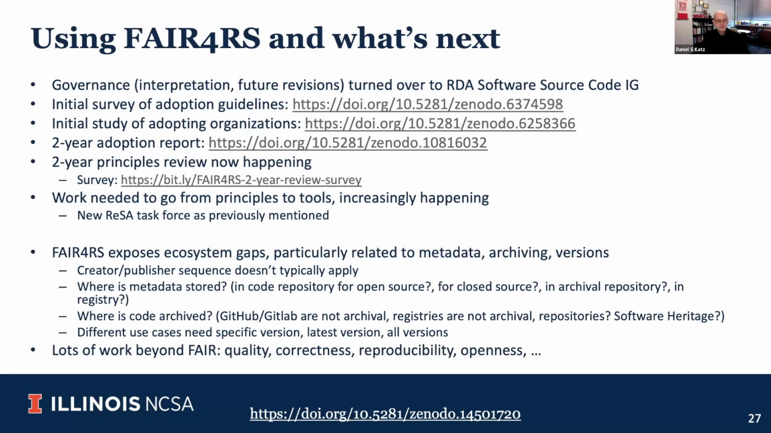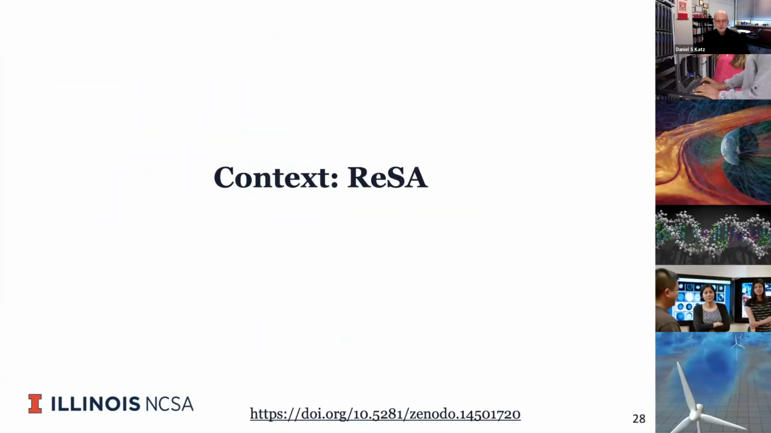And then finally, there's a lot of work beyond FAIR. So FAIR doesn't say anything about the quality of the software, the correctness of the software, the reproducibility of using the software, or the openness of the software. And all of those are important to move forward towards this vision of open source and open science and better research. So finally, I've mentioned the Research Software Alliance a couple of times. I just want to mention a little bit about it as I wrap up.